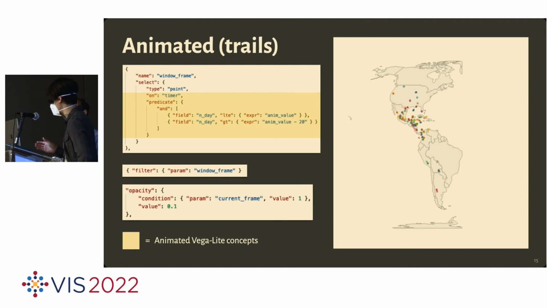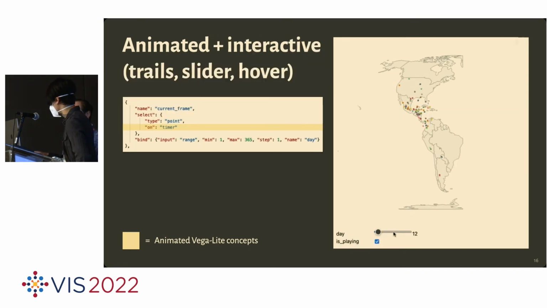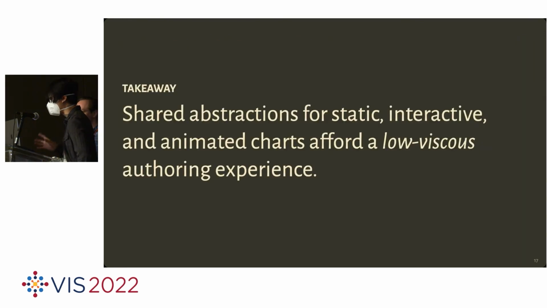Now, instead of filtering to only the birds at the current time, we use a filter to show all points within the trailing window. Then we can use a conditional encoding to show the current point at full opacity and the trailing points at less opacity. Now, to bring it all together, we can bind our animation selection to a slider that lets us interactively control the playback of the animation. We can also add back the hover interaction from before to inspect the trails in each frame. So the takeaway from this usage example is that these shared abstractions for static, interactive, and animated charts afford a low-viscous authoring experience.